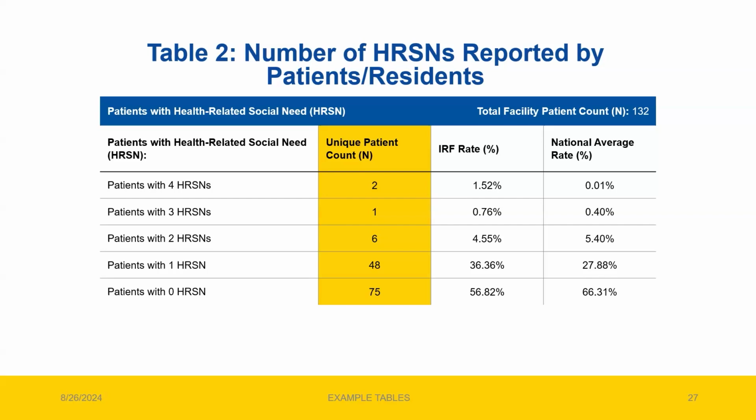In this example, the IRF has 2 patients who screened positive for all 4 HRSNs in the defined performance period, 1 patient who screened positive for 3 HRSNs, 6 patients who screened positive for 2 HRSNs, and 48 patients who screened positive for 1 HRSN. Lastly, this IRF has 75 patients who did not screen positive for any HRSN.